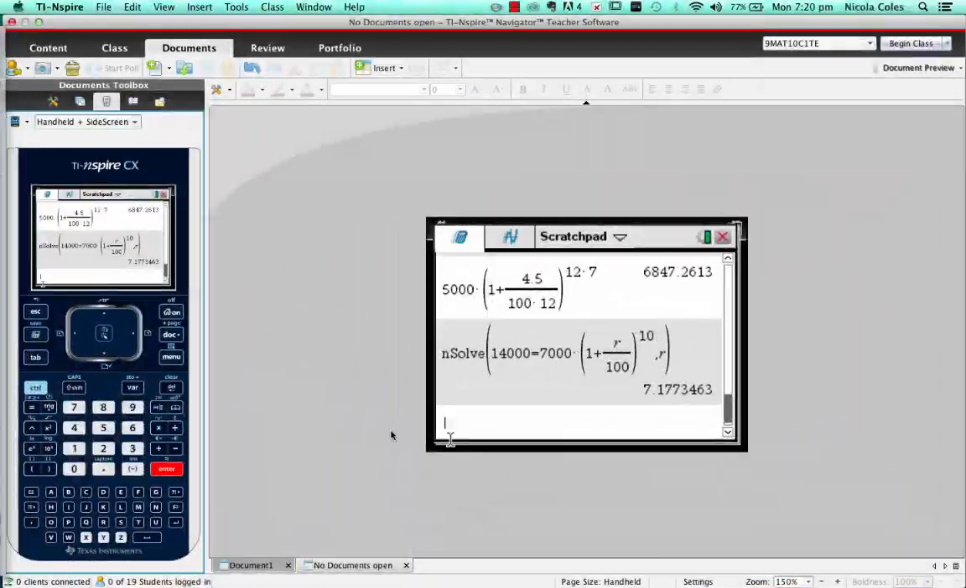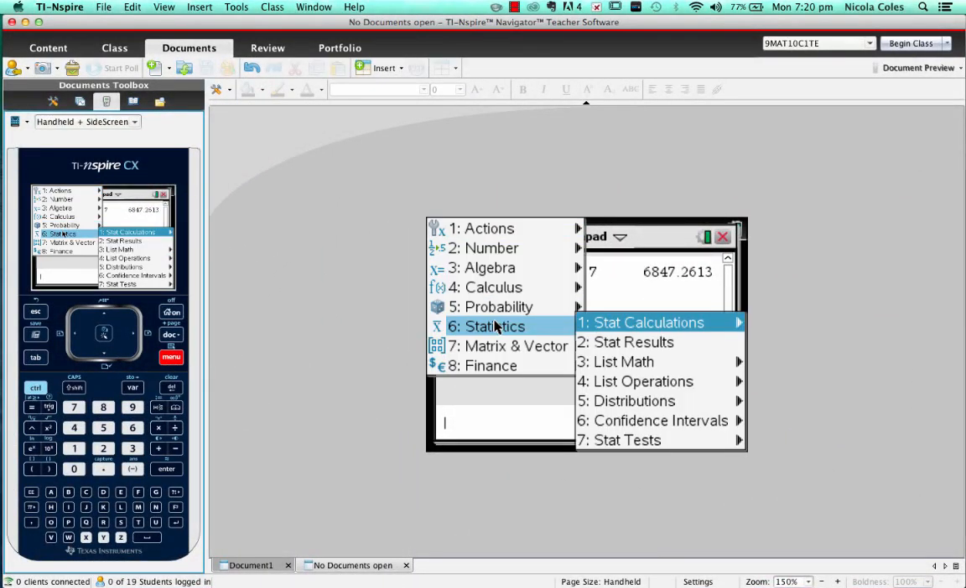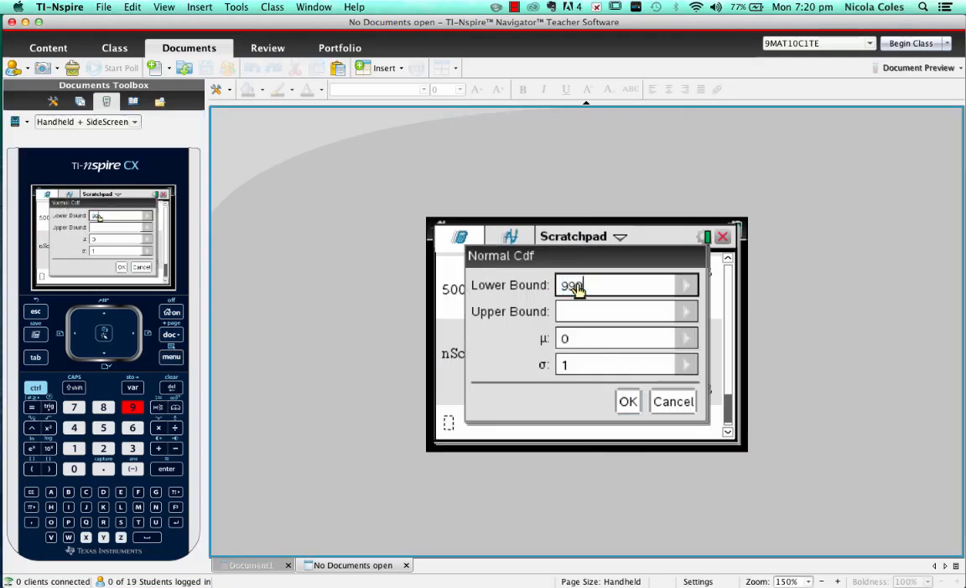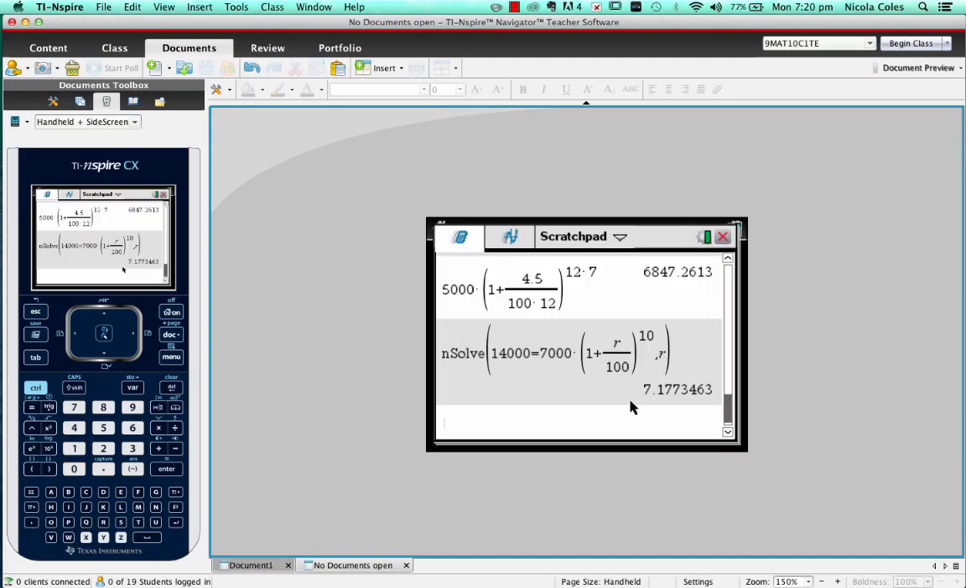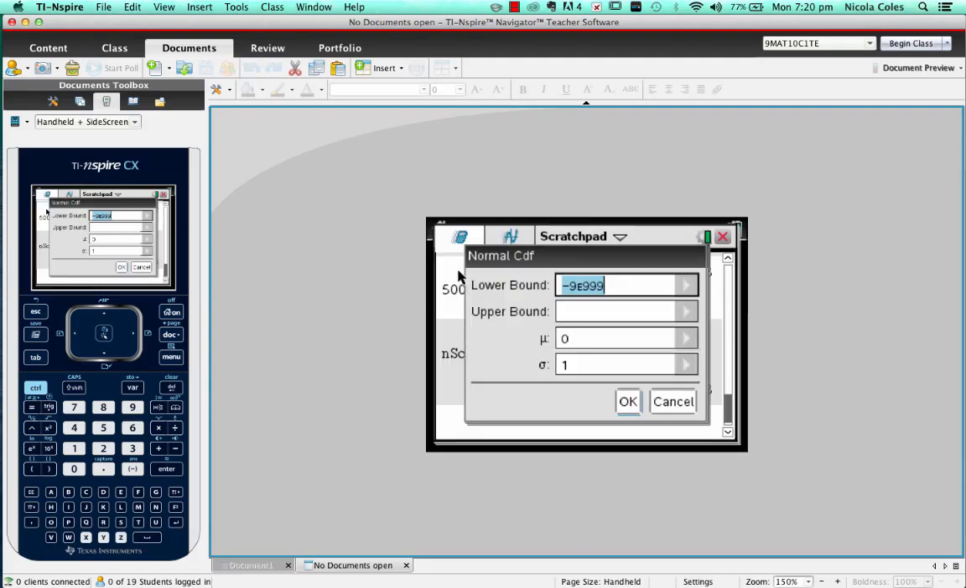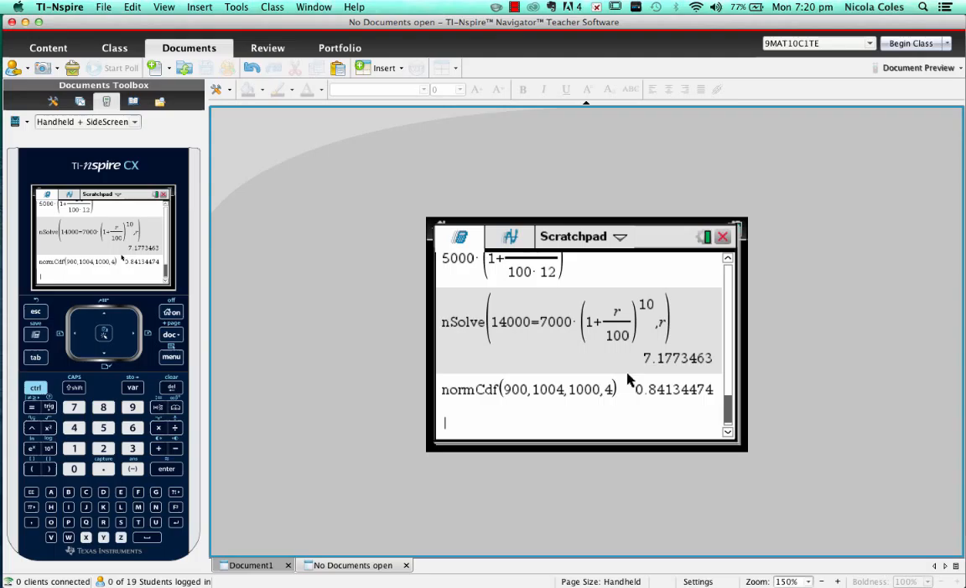So you would do that, menu, statistics, stats, distributions, normal CDF. So your lower bound was 990, upper bound 1004, mu is the mean, so that was 1,000, and the standard deviation was 4. Okay, where did it go? Let's try that again. Distributions, normal CDF, 990, 1,004, 1,000, and 4. Okay, there we go, fantastic. So that's 0.8413, etc. So to 3 significant figures, 0.841.